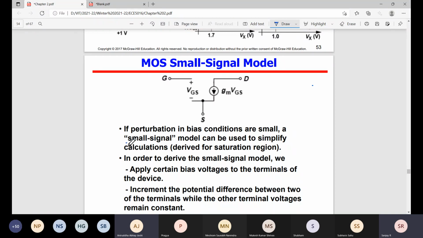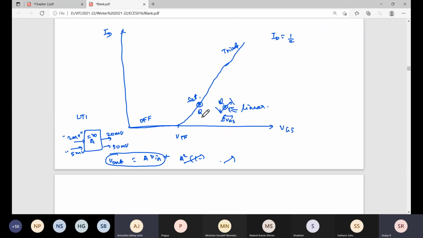Is it understandable what I'm saying? That's what is called small signal, but with respect to the bias point. So what is the bias point? The Q point. Can anyone say what the bias point is here? How can I write it at this point? ID1 comma VGS1.